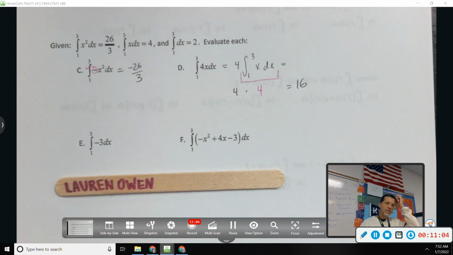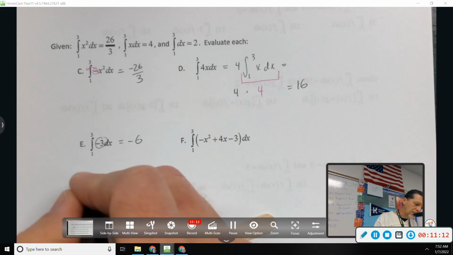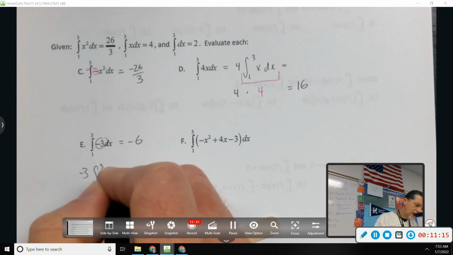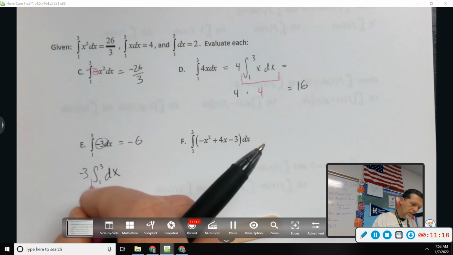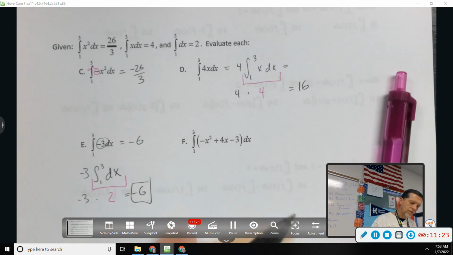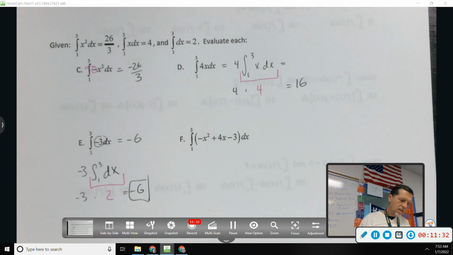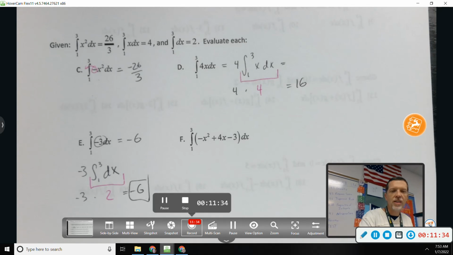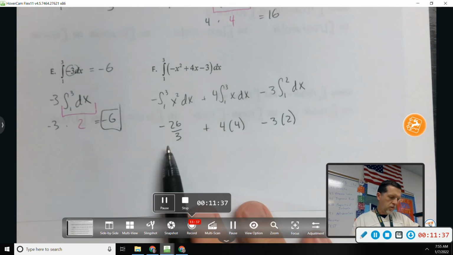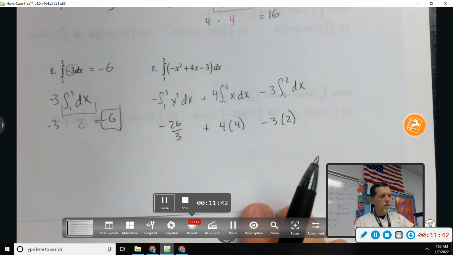Lauren, how about E? You can tell me what to do, or you could just give me the answer, either one. -6. Because that -3 can slide out front. And then they told us what this part is. -3 times 2 is -6. Alright, part F kind of puts everything together. So why don't you try part F, since it's the last one. So there's answer F. Left as is. You could clean that up if you wanted to, but why bother?